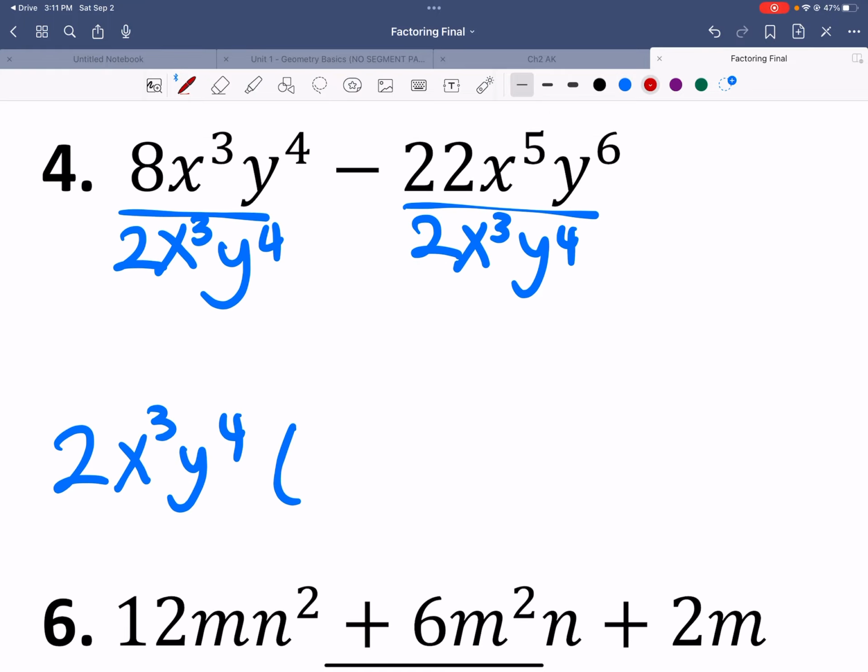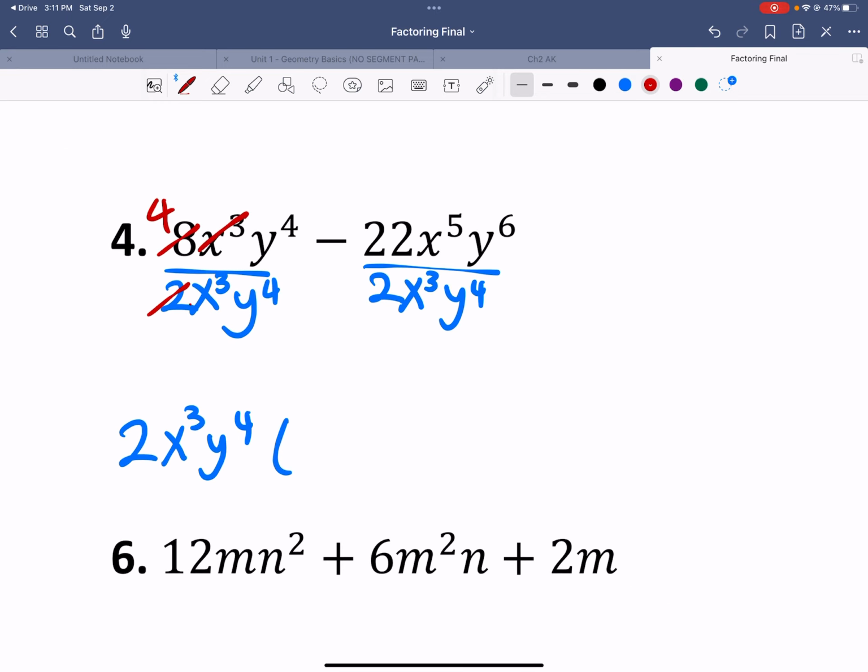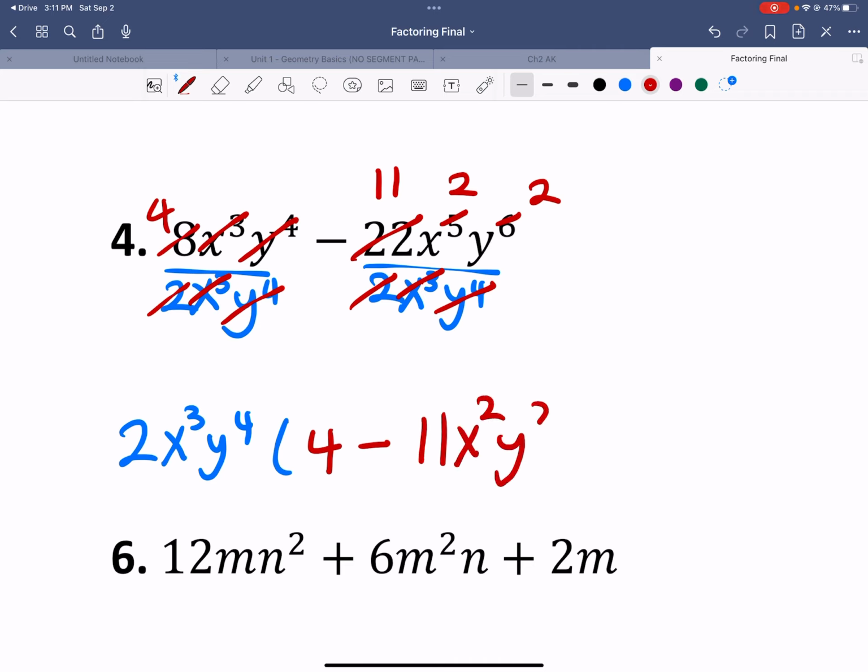Let's see what happens. 8 divided by 2 is going to be 4. X to the third power will disappear, y to the fourth power will disappear, so we have only 4 left over. Minus this 22 divided by 2 will give you 11. X to the fifth power divided by x to the third power: 5 minus 3 is going to be 2, and 6 minus 4 is also 2. So it's going to be 11x squared y squared.